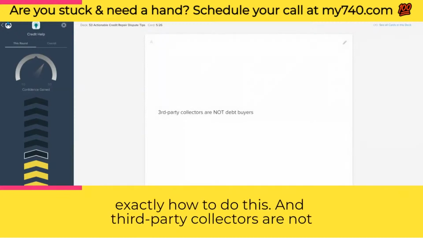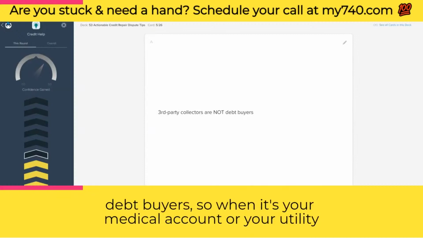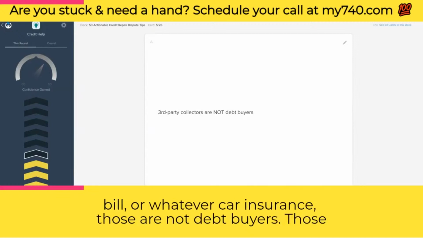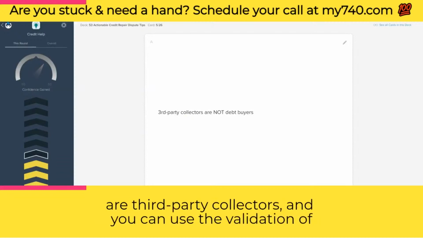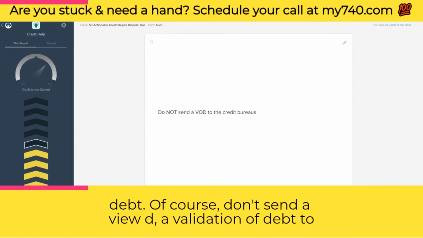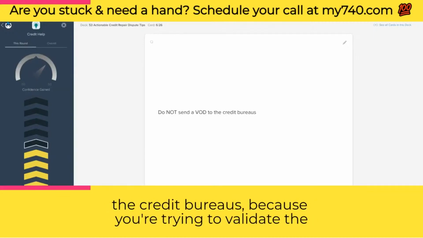And third-party collectors are not debt buyers. So when it's your medical account or your utility bill or whatever, car insurance, those are not debt buyers. Those are third-party collectors, and you can use the validation of debt. And then, of course, don't send a VOD, a validation of debt, to the credit bureaus, because you're trying to validate the debt.